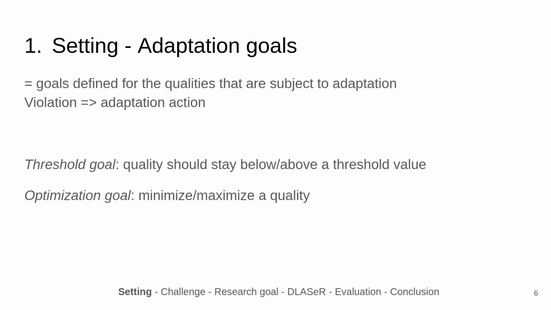Now we've come to what is an adaptation goal. An adaptation goal is a goal defined for the qualities that are subject to adaptation. So in the case of Delta IT, these 3 qualities were energy consumption, latency and packet loss. A violation of such a goal will result in an adaptation action in the hope of, again, restoring the goal. We will focus on 2 types of goals. We will focus on threshold goals, which states that a quality should stay below or above a given threshold value, and an optimization goal, which states that some quality should be minimized or maximized.